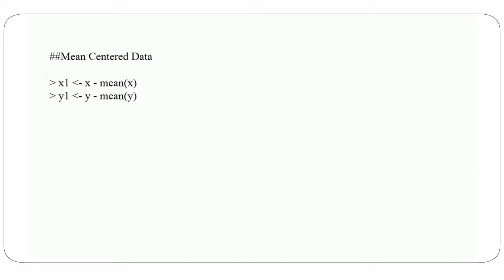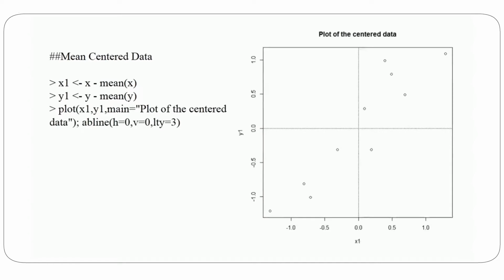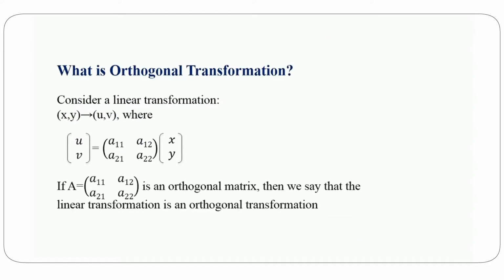Next, we plot the mean centered data using the plot command in R. This is how the plot of the centered data looks. First, we move on from the topic and discuss what we mean by an orthogonal transformation.